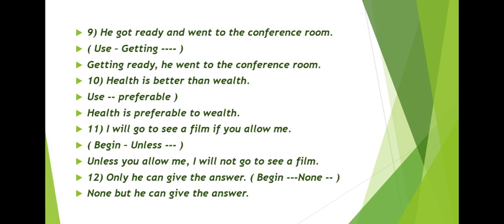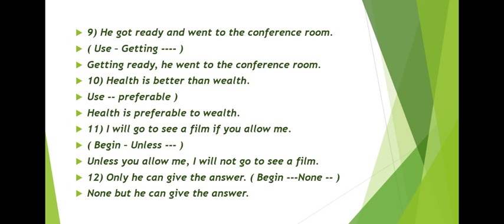Let's continue. My next sentence is he got ready and went to the conference room. You have to start with getting. Okay, getting ready, comma, the subject you have to put in the later part of the sentence, and thus a meaningful sentence will be made. Getting ready, comma, he went to the conference room. Next is health is better than wealth. You have to use preferable. Whenever the word preferable is used, you have to put to. With preferable, the word to is used. Therefore, the sentence is made in this way. Health is preferable to wealth.